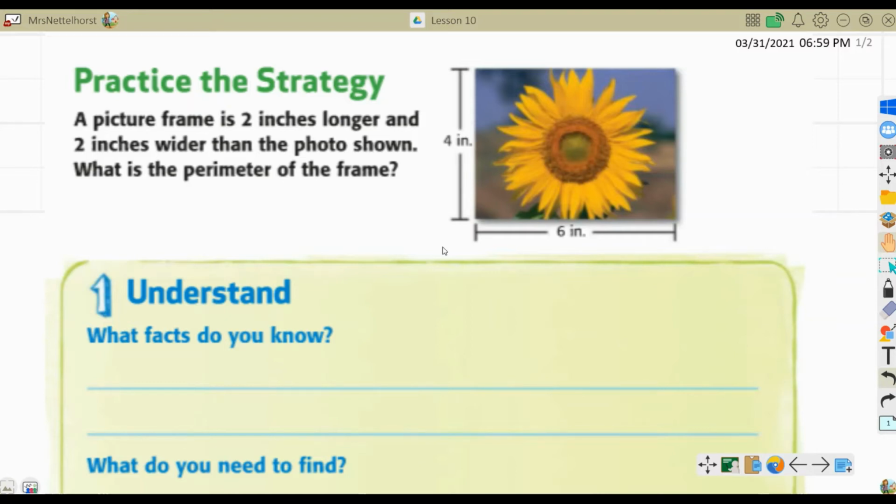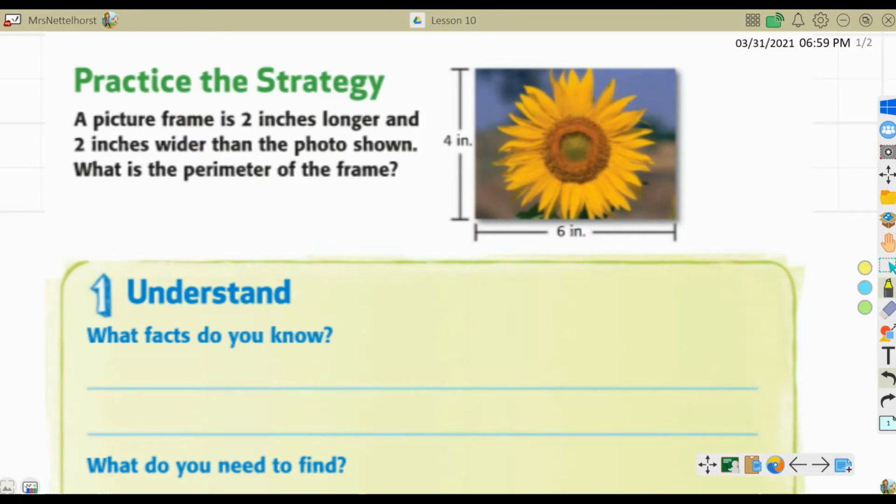Let's read the whole thing. A picture frame is 2 inches longer and 2 inches wider than the photo shown. What is the perimeter of the frame? So I need to figure out the perimeter of a rectangle that is bigger than the picture that is there. So what facts do we know? So let's do some highlighting and then we'll write it in here.